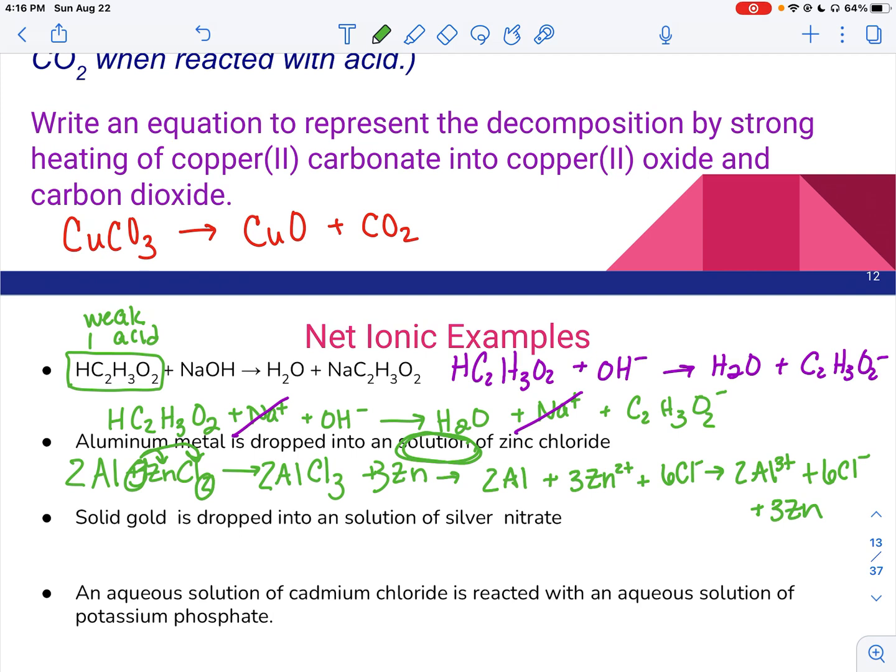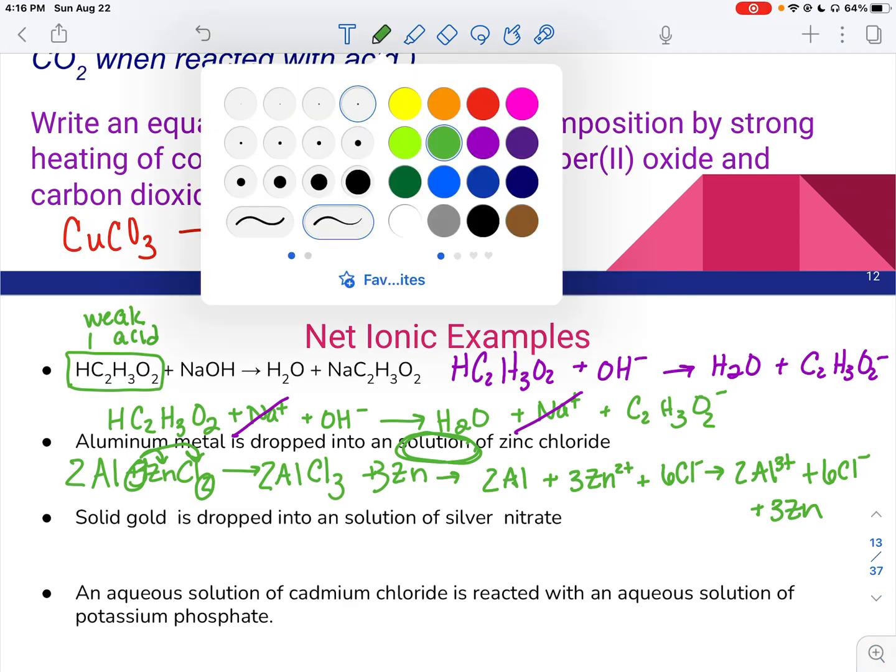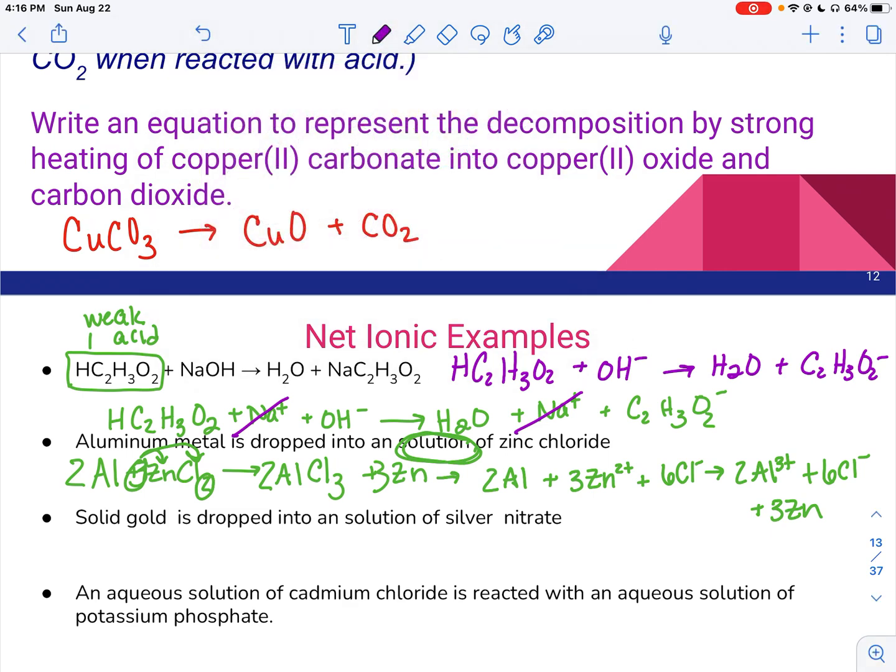So here, now you're going to cancel out anything that shows up on both sides. We have 2Al, and then after the arrow, we have 2Al3+. That does not count. They have to be exactly the same. We have 3Zn2+ before the arrow, 3Zn after the arrow. So again, that does not count. Now we take 6Cl- with 6Cl-.